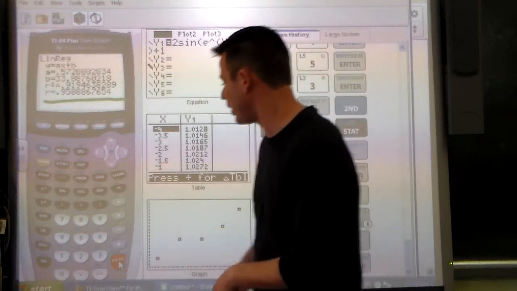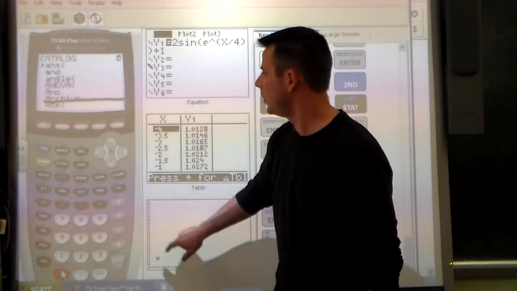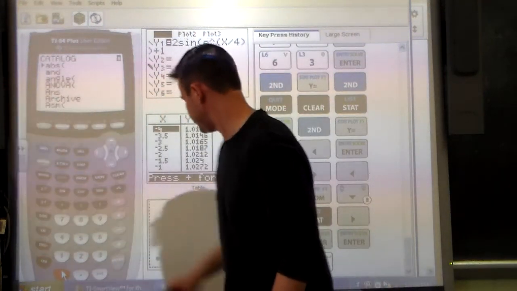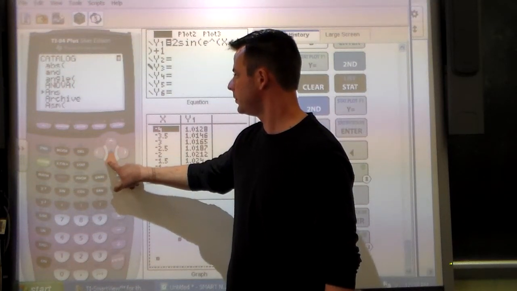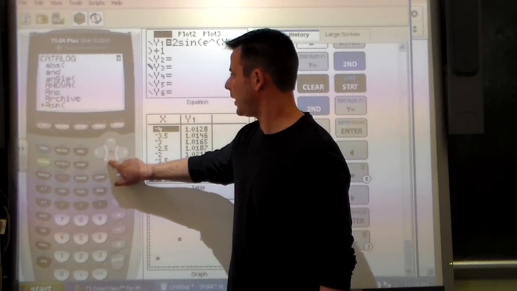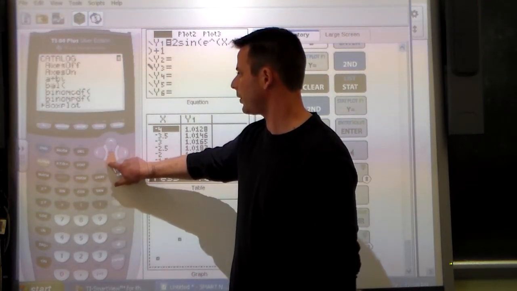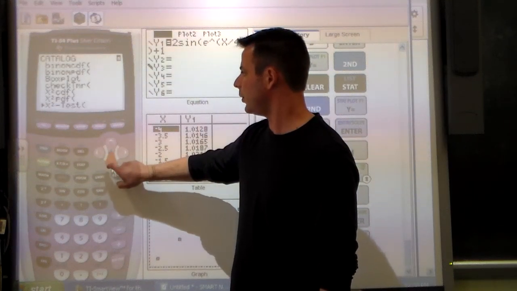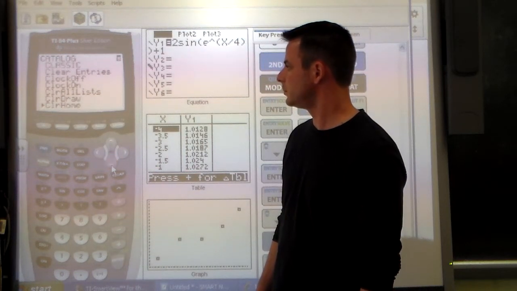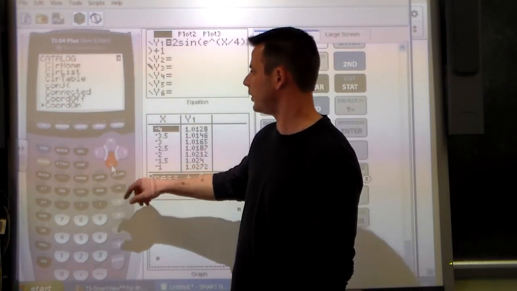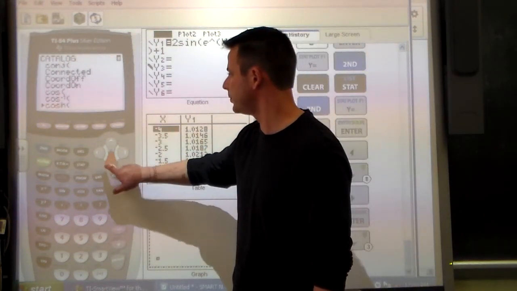So the way you turn it back on, you just go down to catalog, which is second 0. Scroll down to diagnostics on. So that means you have to scroll all the way down to D. And keep pushing enter until you see done. So it's a lot easier on the calculator. On the small board, it's just a little slow. But just keep scrolling down until you get to diagnostics on. And keep pushing enter until you get to done. And then recalculate your linear regression.